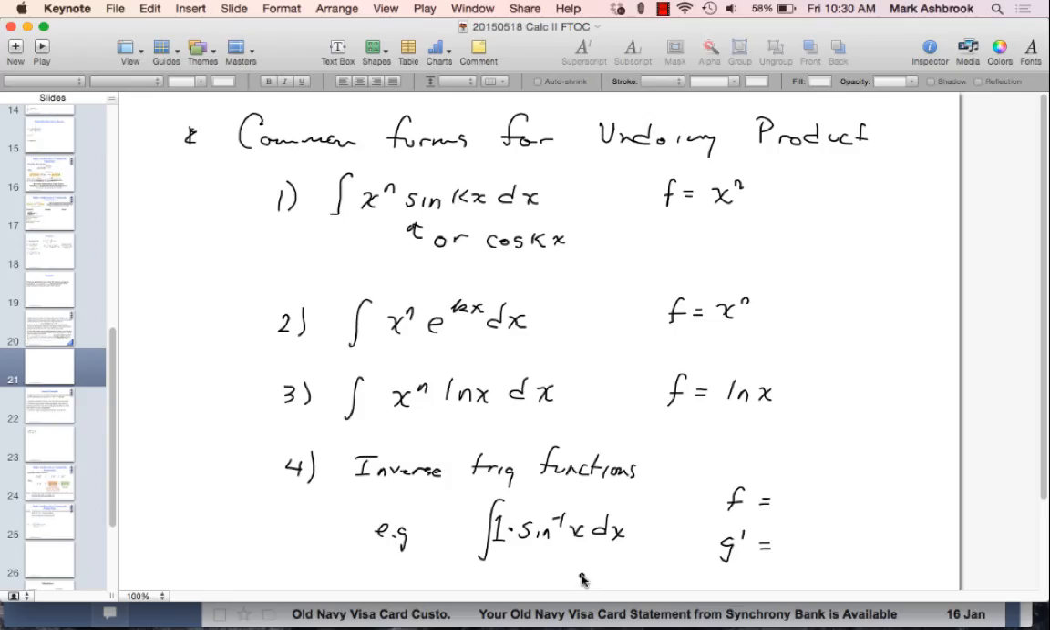Now we have two things to work with. And so are we going to make f 1, or are we going to make f sine inverse of x? If we make f 1 and we make g prime sine inverse of x, well, then what happens? We need to find the antiderivative of sine inverse of x. Well, that was the original problem we started with. You see? If you make g prime sine inverse, then this little teeny part of your problem is actually the whole problem you started with. So we've got to make f sine inverse, because we know we can take the derivative of that. And so then we make g prime 1.